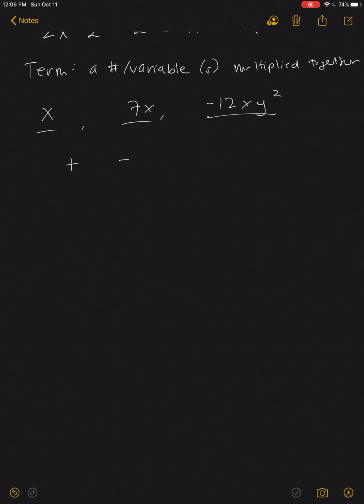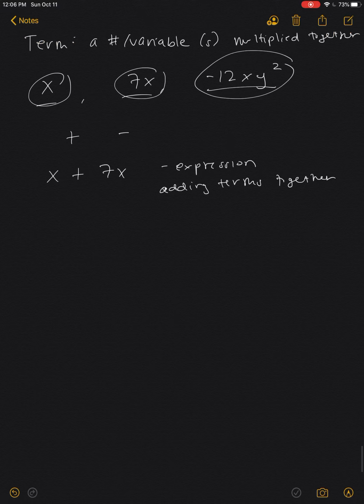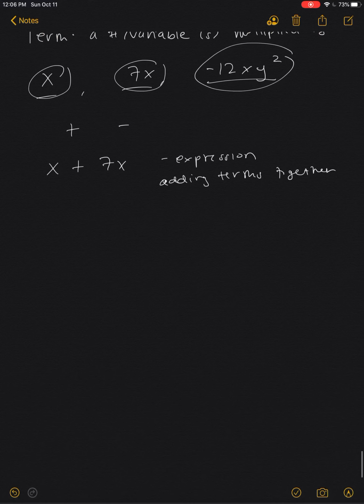Okay, once you start putting in plus and minus signs between all of your terms, so like when you start having x plus 7x, this is now no longer a term. It's an expression where we are adding terms together. Okay, so these are all your terms. When you start adding and subtracting, that's when you start getting into expressions. When you start having an equal sign and two sides, that's when it's an equation, right? Which we'll go over next week.